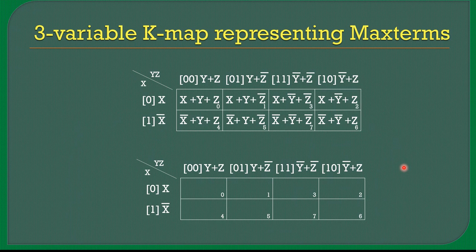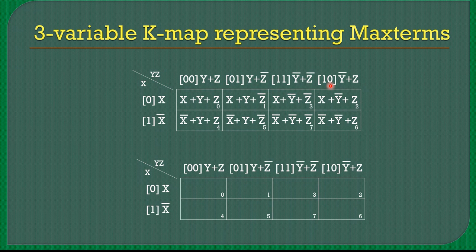Now you are going to see the three variable K-map representing max terms. It is the same as for min terms. The only difference is that you have, as we saw in the previous slide, x and x dash for the rows, and on the top, the columns start with y plus z, then y plus z dash, then y dash plus z dash, and finally y dash plus z. So you can see the Gray code here: 00, 01, 11 and 10.